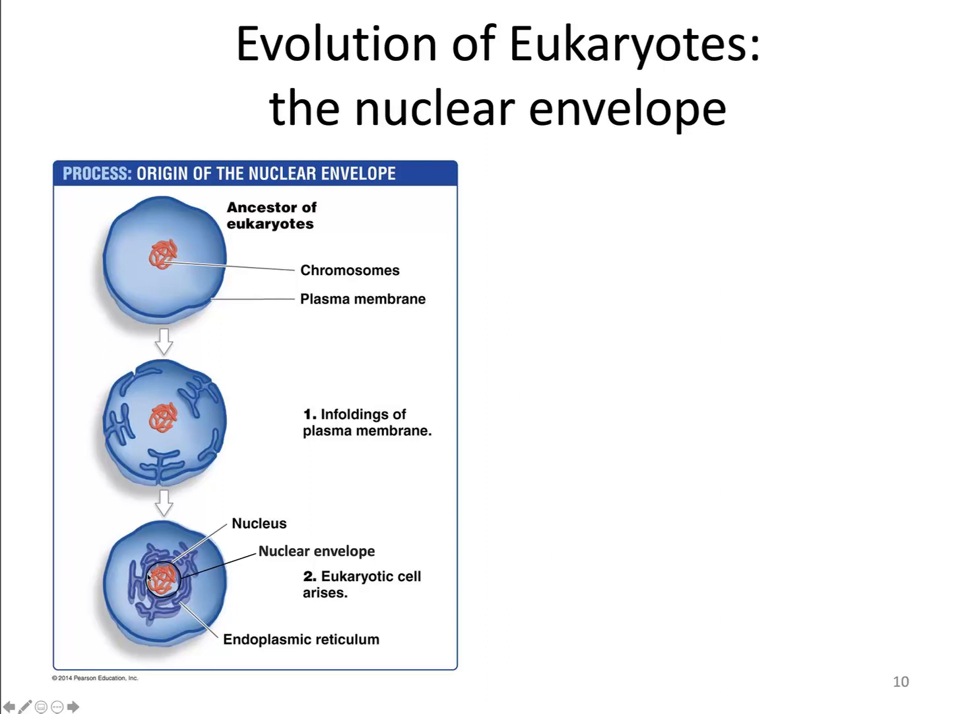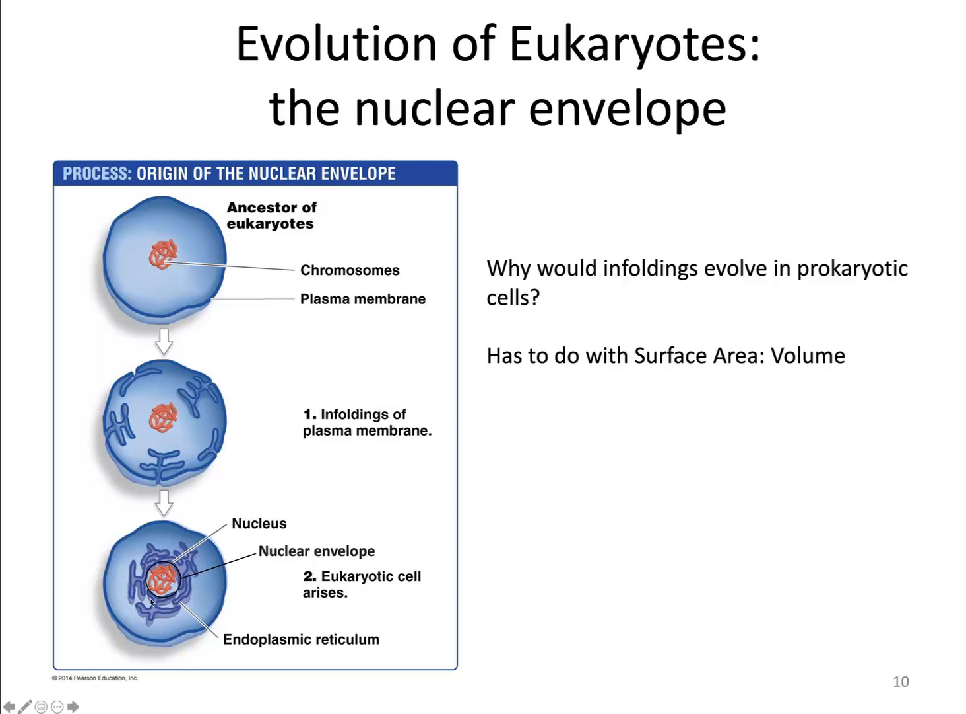And so we have these infolding membranes pinching off, forming a nucleus, a nuclear envelope, and something called the endoplasmic reticulum, which is essentially just a series of membranes that serve as an area to process proteins and RNA that are passed out from the nucleus, okay? And this would be the sort of origin of a eukaryotic cell with a nucleus. So why would these infoldings evolve in a prokaryotic cell?